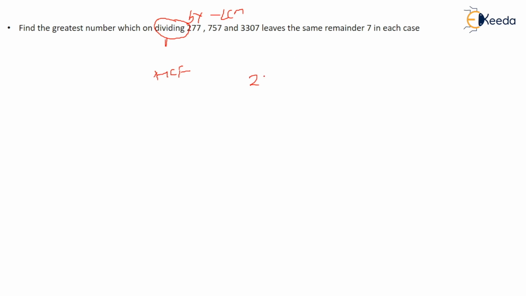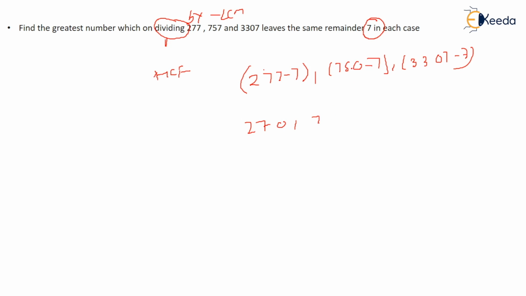So what you have to do in such a case, when there is a common remainder given, is separate this common number from all of those. After subtracting it from all three, what do you get? 270, 700, 3300. Okay, now you have to find the HCF.